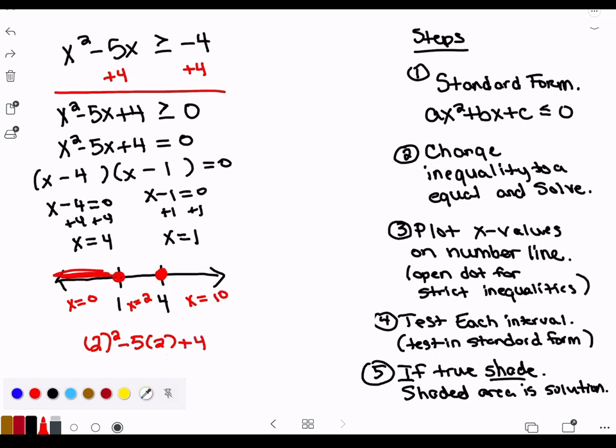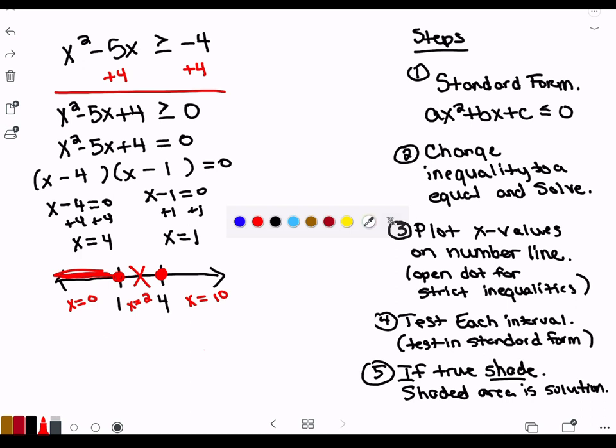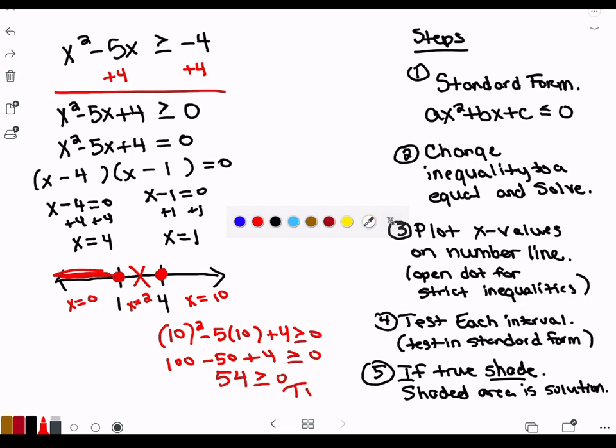Now for the next interval, I pick 2. When I plug 2 in and condense this, I end up getting negative 10 is greater than 0. That's false, so I don't want to shade that area. For the last interval, I pick 10. I plug 10 into the standard form, and it ends up giving me 100 minus 50 plus 4. That's going to be 54. 54 is greater than 0. That's true, so I shade it.